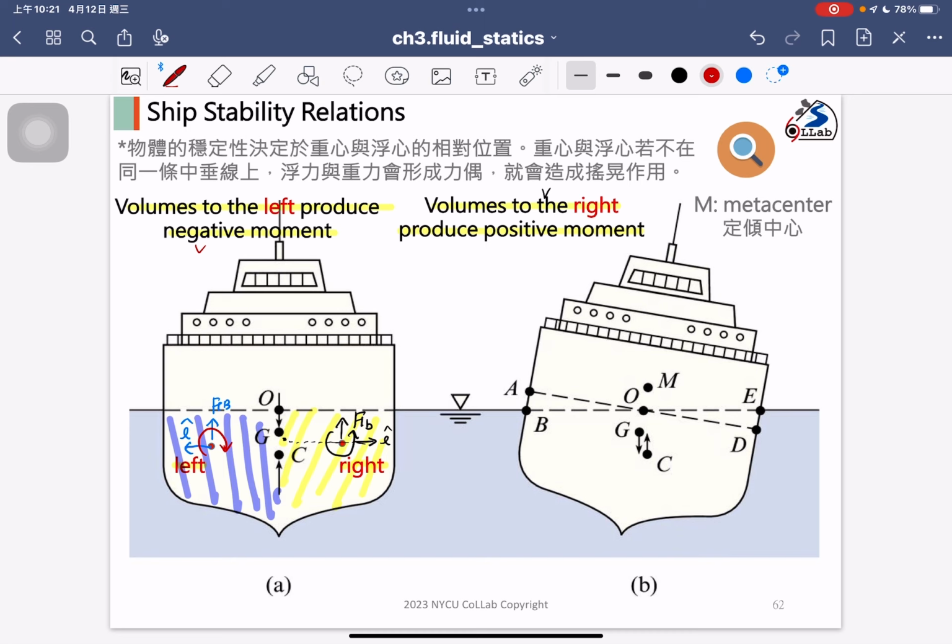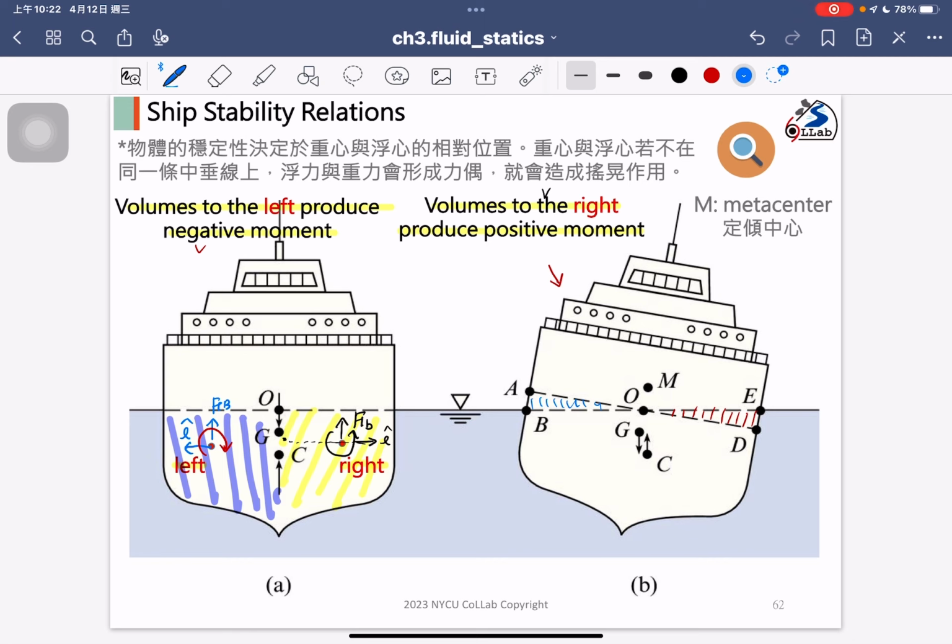But the right-hand side is different. That means we have some disturbance. We just disturb the ship, and after the disturbance the ship will have rotations. Okay? And then with the rotation, you can see some volumes submerge into the liquid, and some volumes just uplift the liquid. So there are some different contributions.